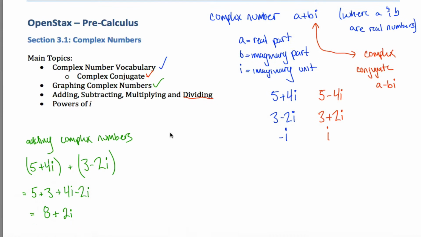That's it. What about subtracting? I'm going to put a slash here because they're so similar.